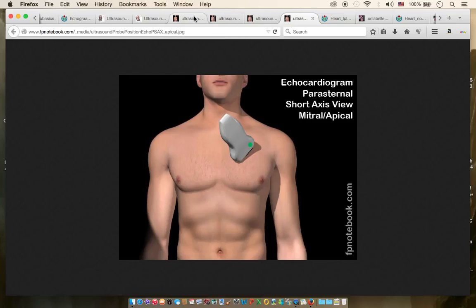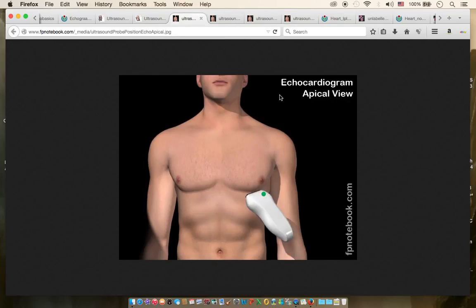And lastly, if you want to get the apical view, it is at the fifth intercostal space, at the point of maximum pulse. So you just feel the pulse, and when you feel it, you put the pointer or the transducer there, and you can get the apical view.